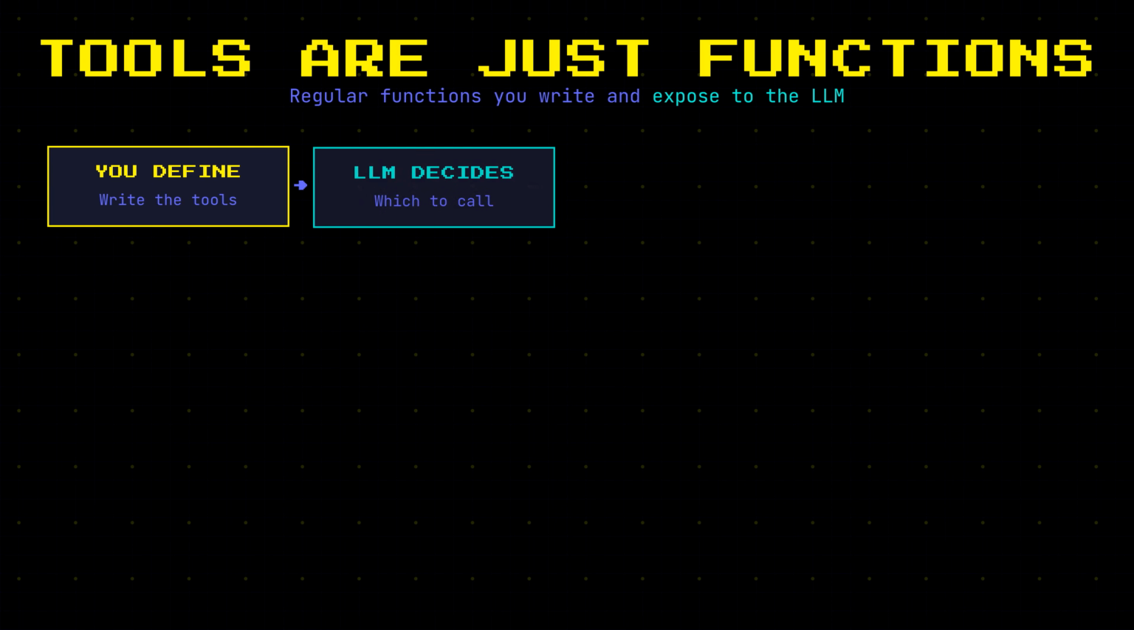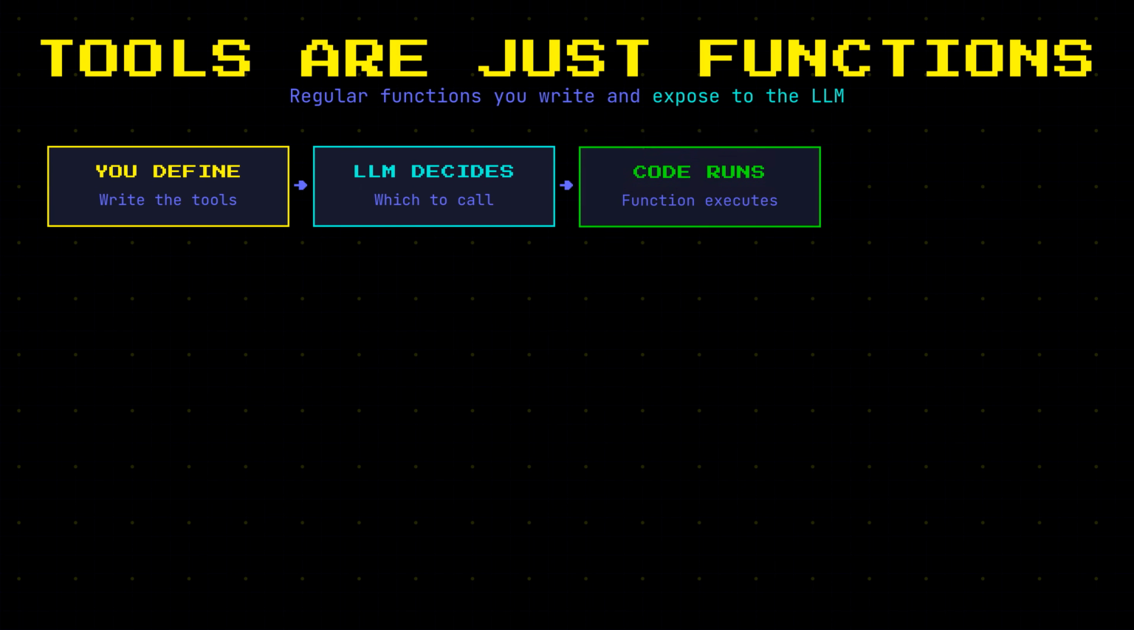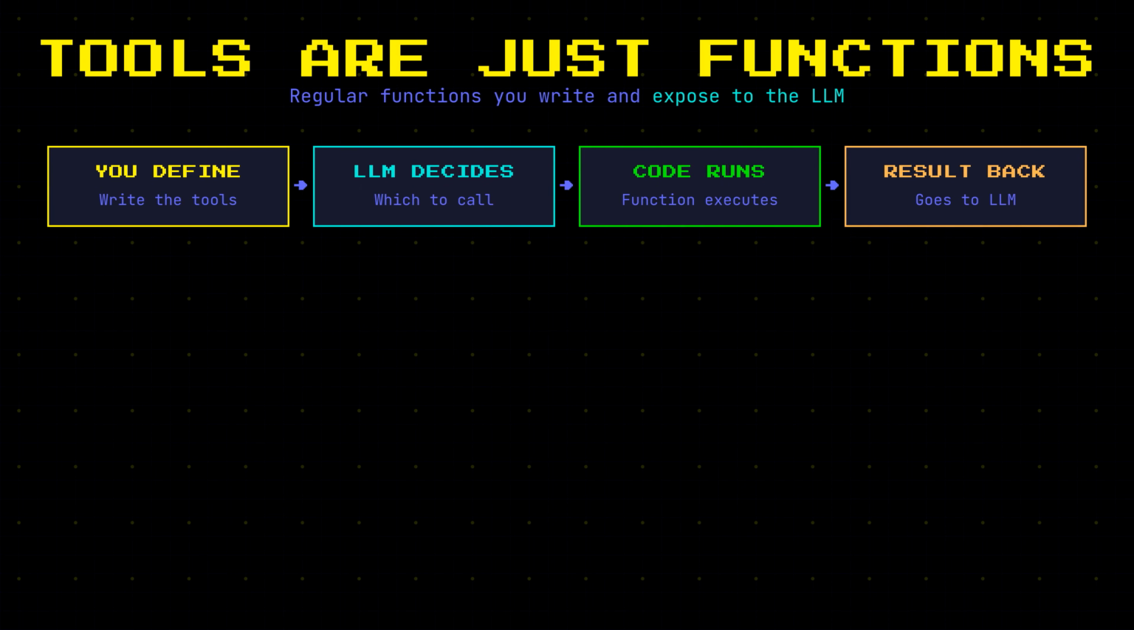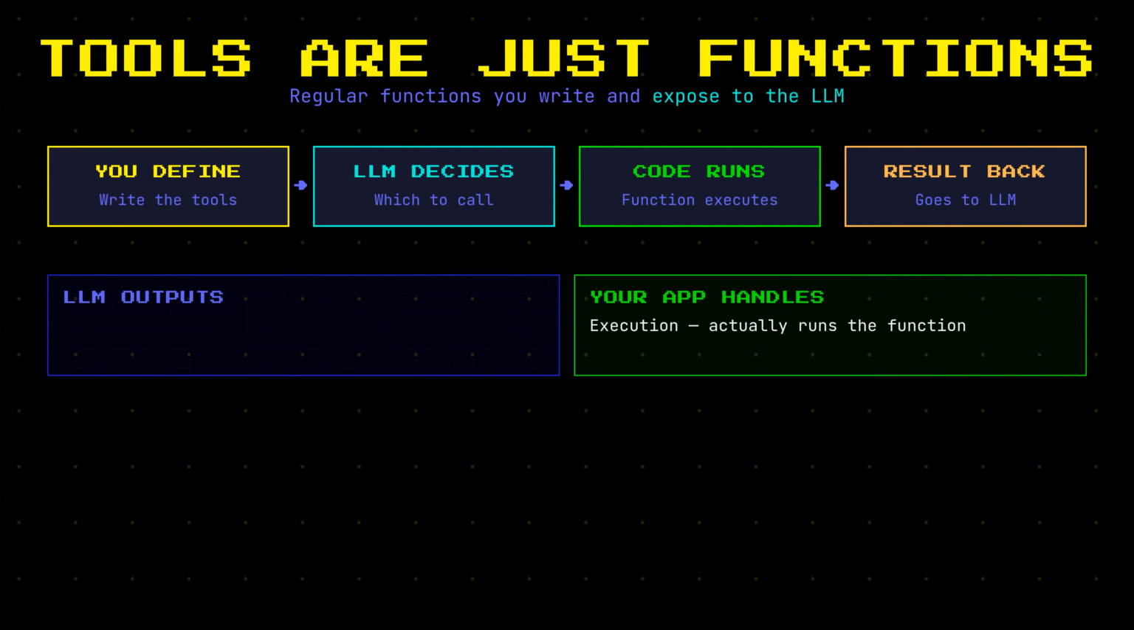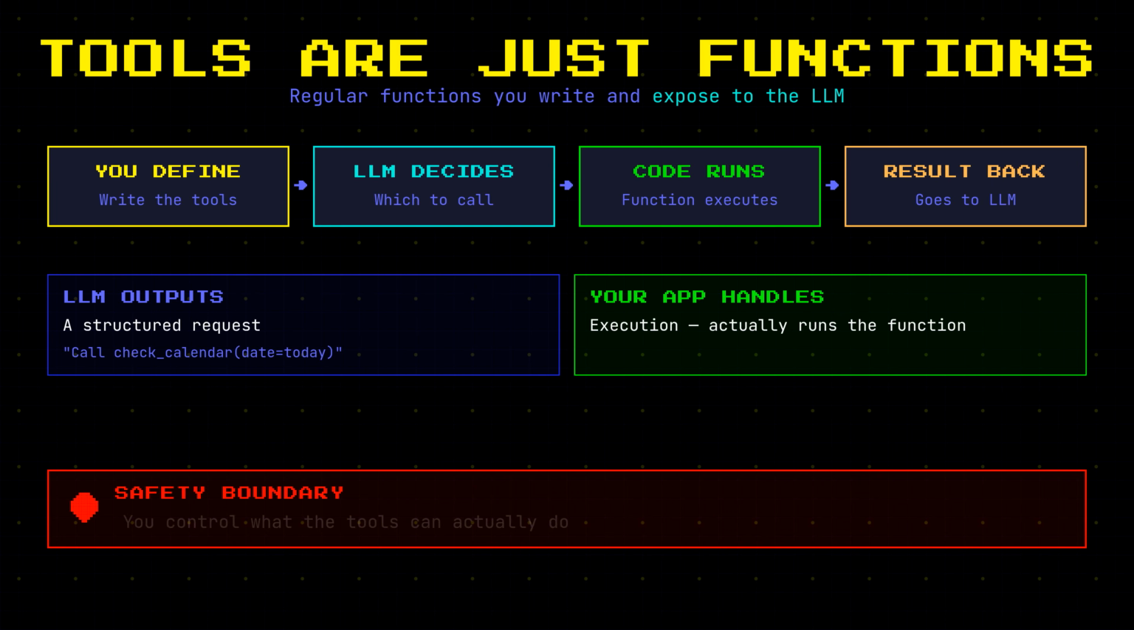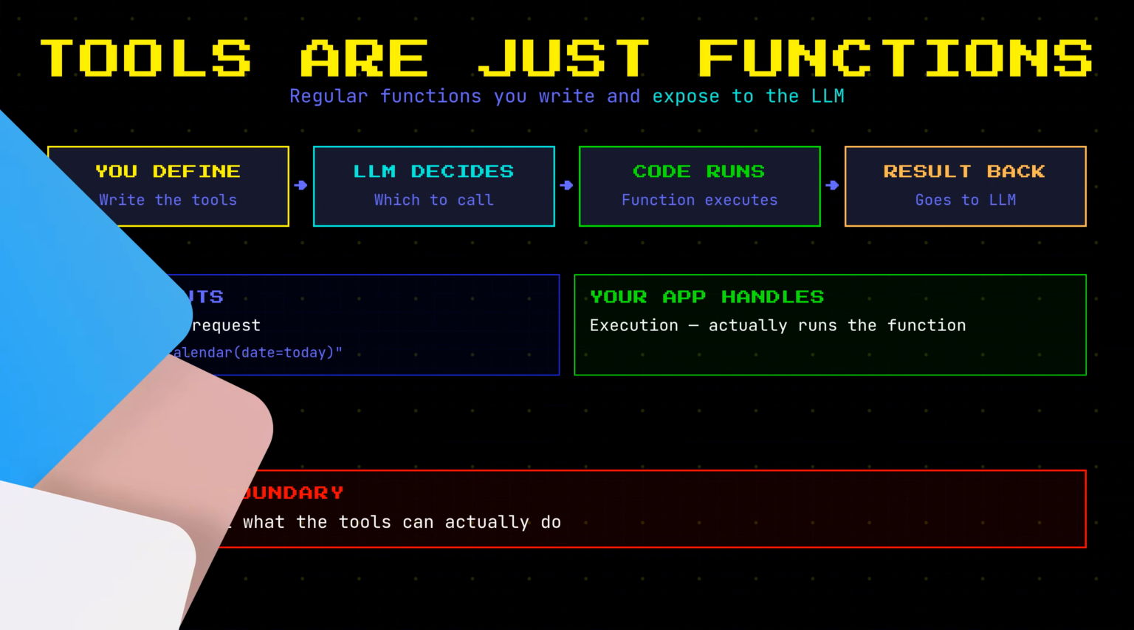Tools are just functions, nothing magical. They're regular functions that you write and expose to the LLM. The LLM decides when to call them, but your code actually executes them. You define the tools, the LLM decides which to call, your code runs the function, and the result goes back to the LLM. The LLM never runs the tools itself. It outputs a structured request, and your application handles execution. This is an important safety boundary. You control what the tools can actually do.